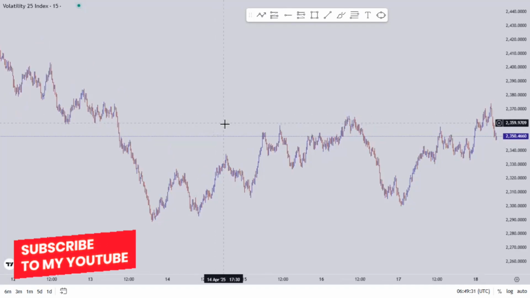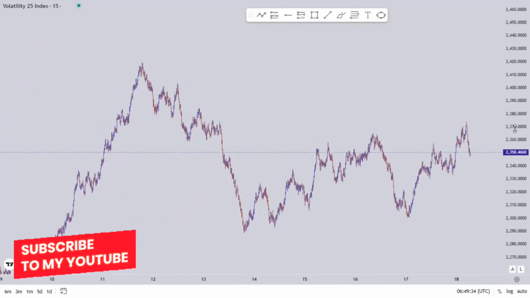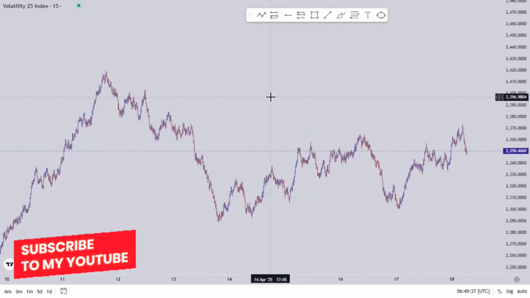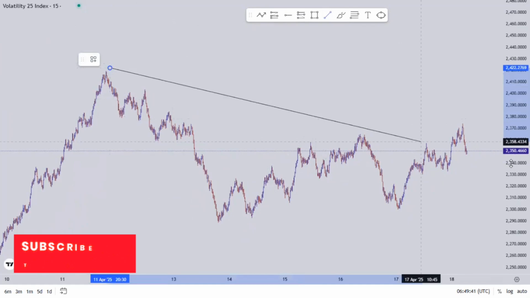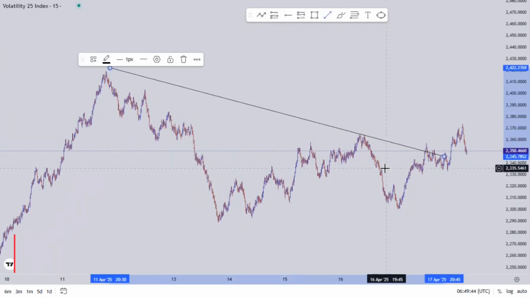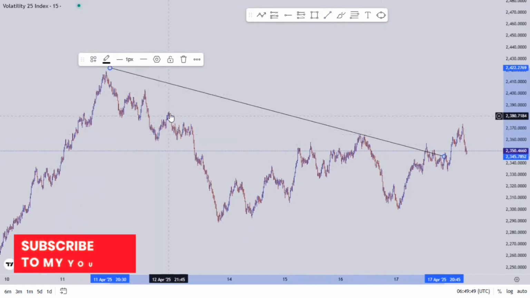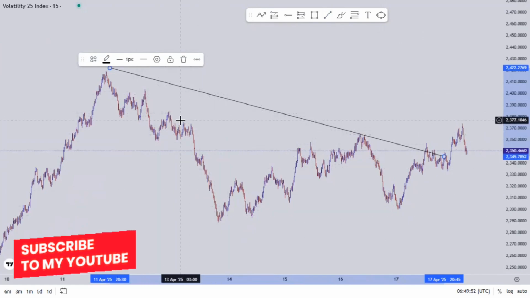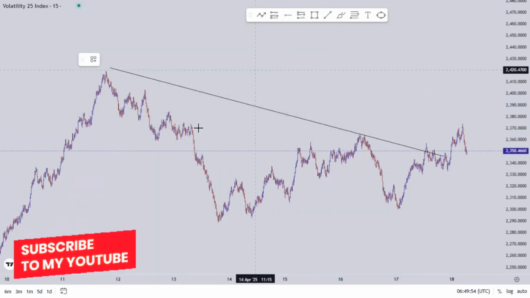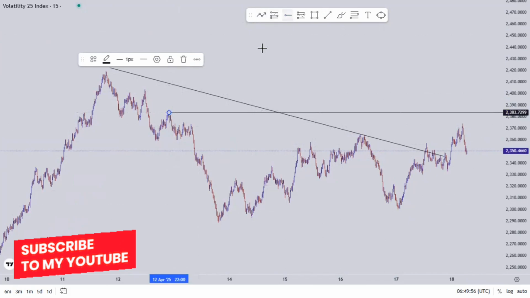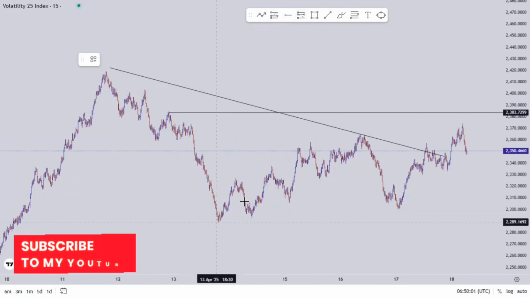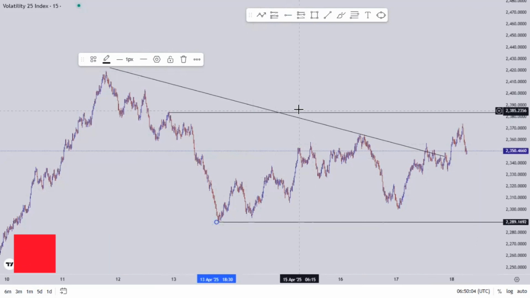Take, for example, looking at the chart in volatility 25 index, you can see that the market is purely trending down, right? The market is purely trending down because we have a higher low, a lower low, lower high, lower low. And the market is between this range and this range, and this level and this level here. So it's purely trending down.